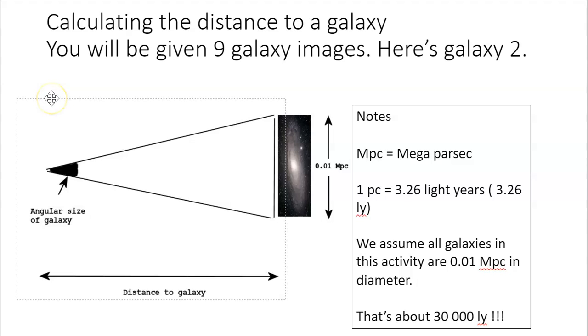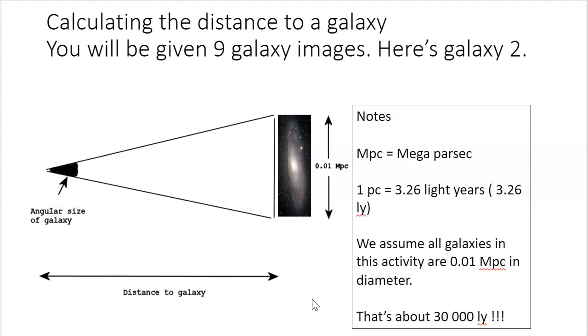So the first thing we're going to do is look at how we calculate the distance to a galaxy. The idea is that by measuring the angular size of a galaxy, and knowing something about the size of the galaxy itself, its diameter in this case, we can work out the distance here.